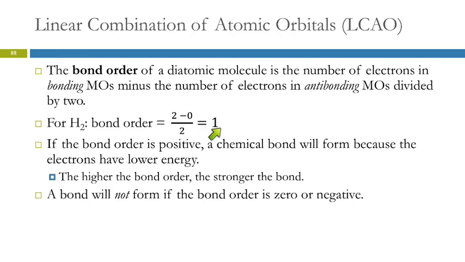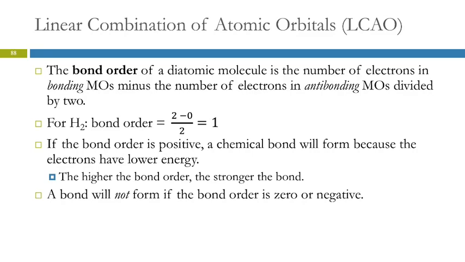is +1. If the bond order is positive, a chemical bond will form, because that indicates that the electrons are going to have a lower energy when the bond is formed than they would as individual atoms, so a bond will form. The higher the bond order, the stronger the bond. So if your bond order is 2, that bond is going to be stronger than something with a bond order of 1.